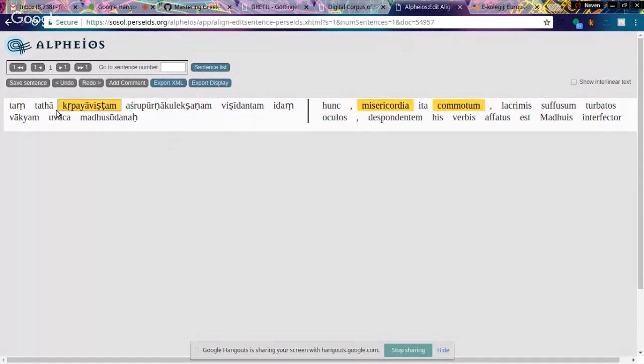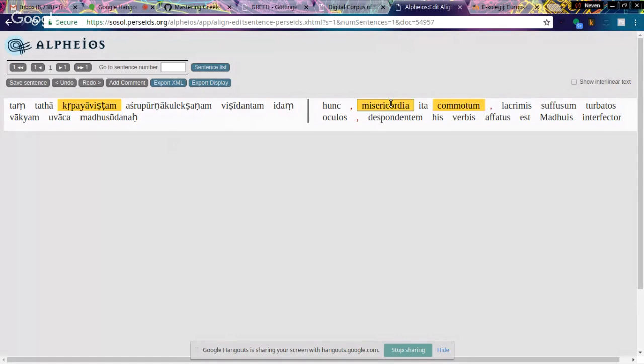What did he do elsewhere? Did he translate tam? Yes. Was he correct when he was translating? Yes, this is accusative. It's correct. And Tatha is the same. But Tatha, do you see here? He changed the word order, because what is misericordia? Misericordia commotum. Krpaya vishtam.